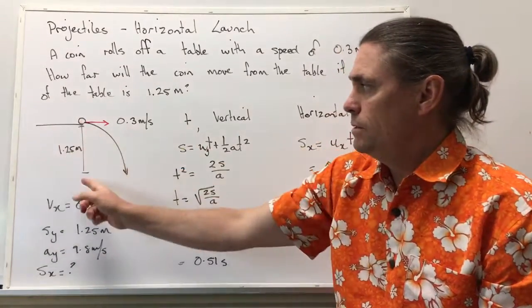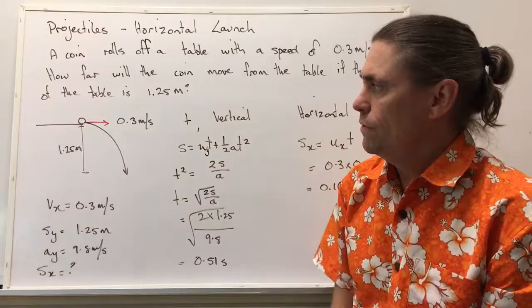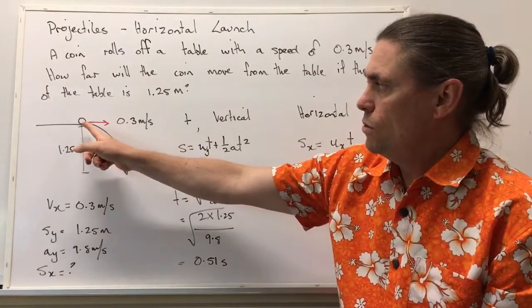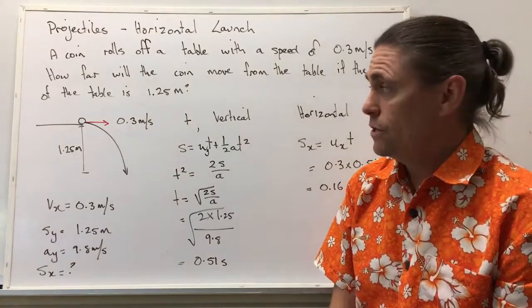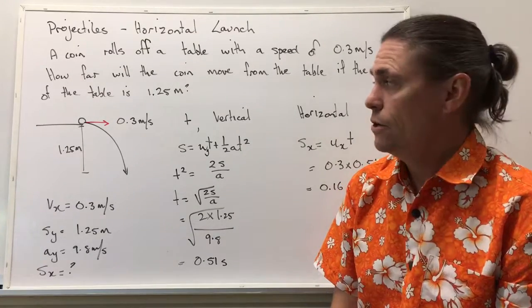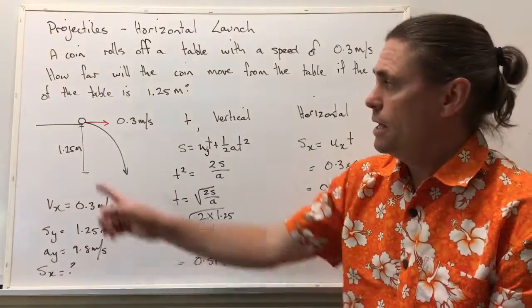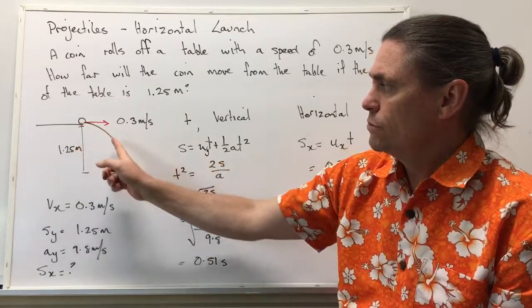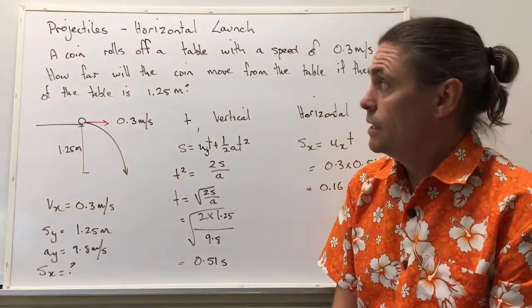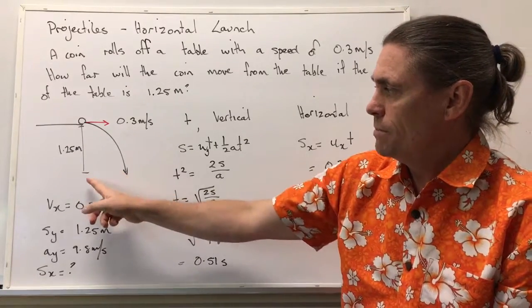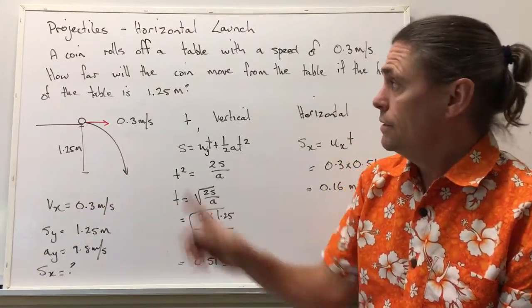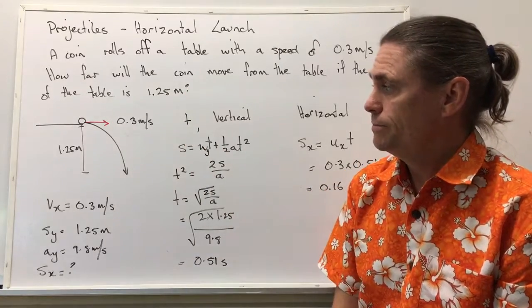So we have our table, we have our height at 1.25 meters, we're launching our coin with an initial velocity of 0.3 meters per second, and that is in the horizontal direction only. Now over time, this object will travel through space in a parabolic curve, as we saw in our last video, until it reaches a point from the base that's our unknown that we're asked to find in the question.